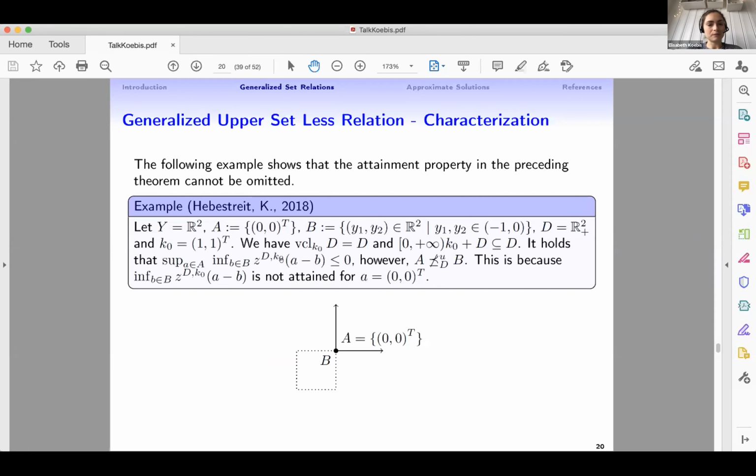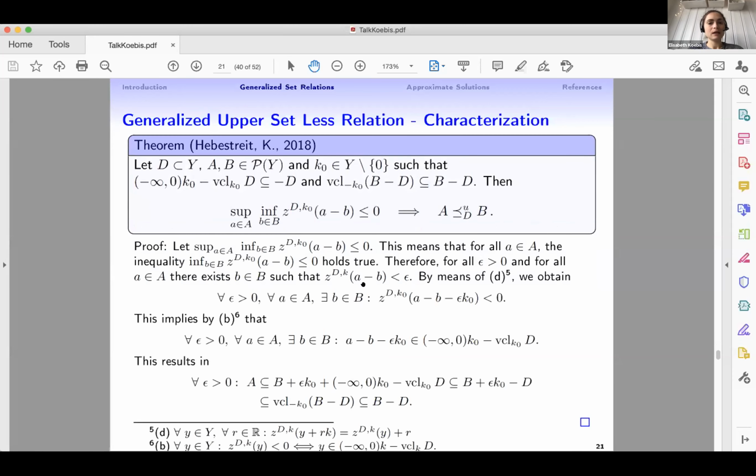And it does hold that this is smaller or equal than 0. However, obviously, A is not a subset of B minus D. And this is because this inner value here, the infimum, is not attained for the specific value of A. However, we have the following theorem where we can omit the attainment property. We have that if this inclusion here, as well as this inclusion, is fulfilled, then this inequality implies the validity of the set relation. Perhaps due to time, I will skip over the proof.